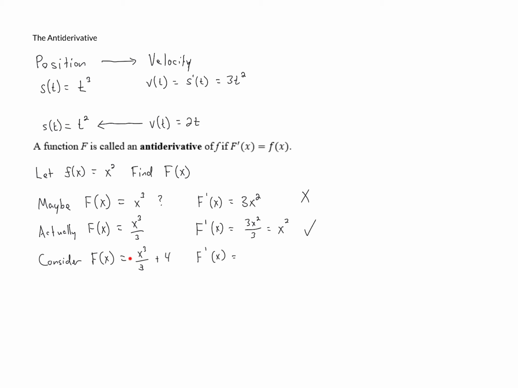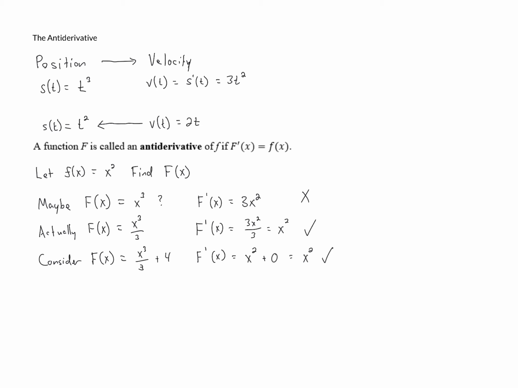We already know the derivative of x cubed over 3 is x squared. We've already done that. So the derivative of that term is x squared. Plus, what's the derivative of 4? Well, the derivative of a constant is 0. And x squared plus 0 is x squared. So that also works. X cubed over 3 plus 4 is also an antiderivative. In fact, we could have added any constant. We could have added 100, or we could have added negative 3,654. Doesn't really matter. That constant term, when we differentiate, is going to go to 0.